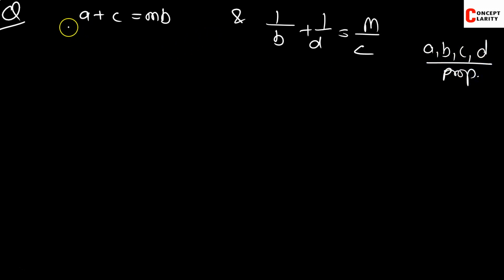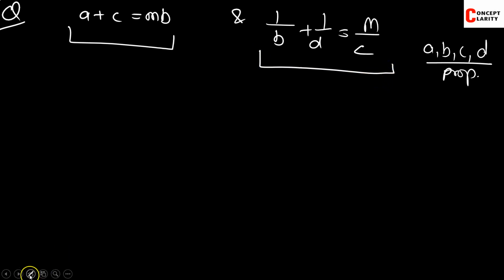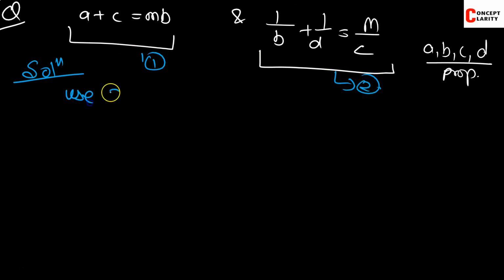See, we are given these two conditions. First is A plus C is equal to MB, and the second condition is 1 upon B plus 1 upon D is equal to M by C. Now we have to apply these conditions in order to get the answer. So just watch my solution. Let me name this as number 1 and this as number 2. We will first use number 2.